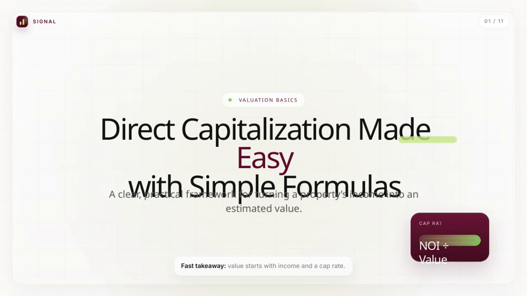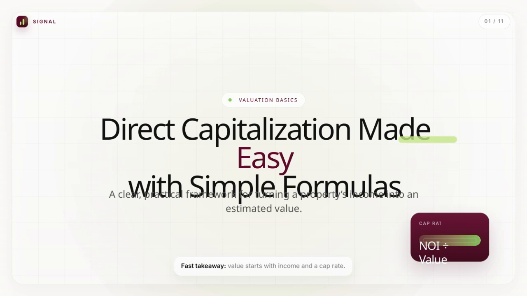Today, we're diving into the basics of valuation with a focus on direct capitalization. The core idea here is straightforward: to estimate a property's value by using its income and a capitalization rate, or cap rate. Essentially, the cap rate is calculated by dividing the net operating income, or NOI, by the property's value. This simple formula provides a clear and practical framework for understanding how income translates into property value.